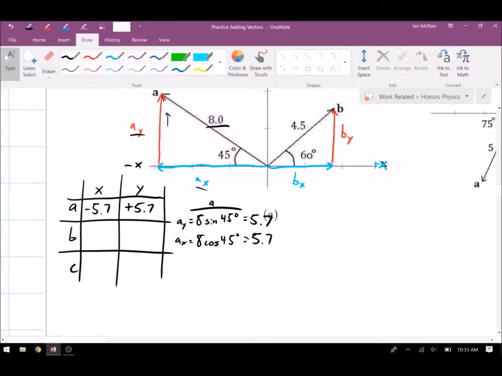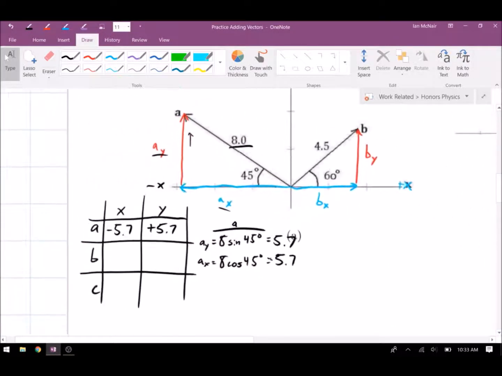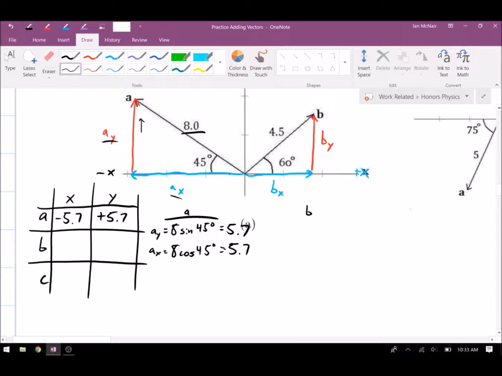Now we can also do B. Whoa, just zoomed out for some reason. So we do B. And in the same way, the sine is going to represent the opposite side, which is our vertical. So BY is equal to 4.5 sine of 60 degrees, and then our BX is equal to 4.5 cosine of 60 degrees. Cosine, in this case, is 1/2. That's just a trigonometric identity, I think. So 4.5 times 1/2 is 2.25.